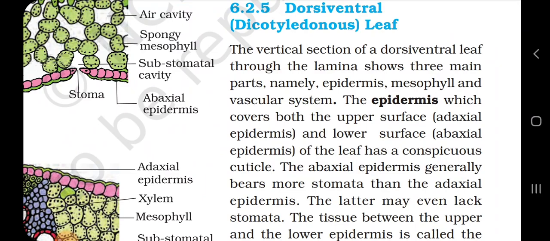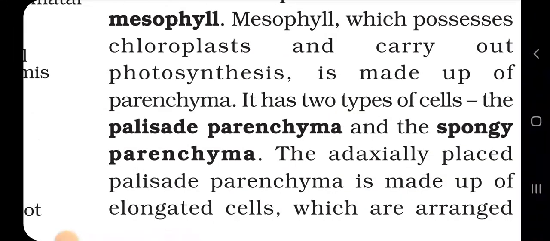6.2.5 Dorsiventral, meaning dicotyledonous, leaf. The vertical section of the dorsiventral leaf through the lamina shows 3 main parts, namely epidermis, mesophyll and vascular system. The epidermis, which covers both the upper, meaning adaxial, epidermis and the lower, meaning abaxial, surface of the leaf, has a conspicuous cuticle. The abaxial epidermis generally bears more stomata than the adaxial epidermis. The latter may even lack stomata. The tissue between the upper and the lower epidermis is called the mesophyll. Mesophyll, which possesses chloroplasts and carries out photosynthesis, is made up of parenchyma. It has two types of cells, the palisade parenchyma and the spongy parenchyma.